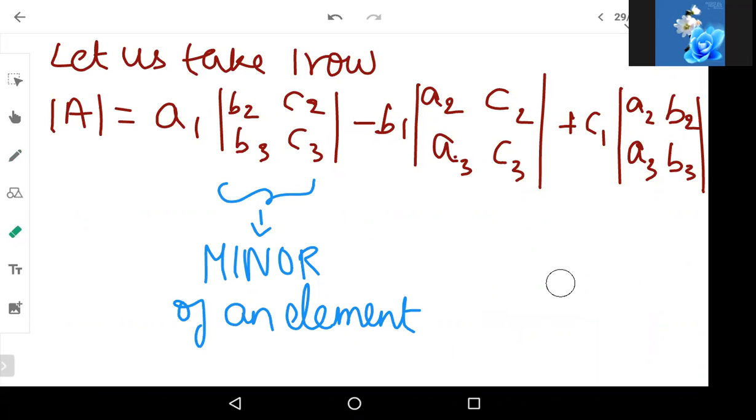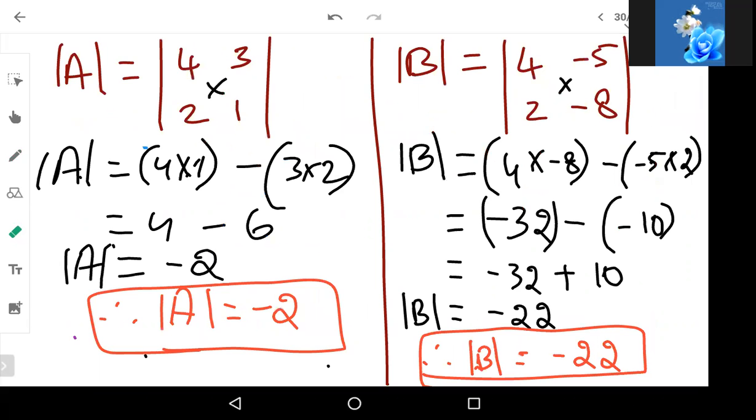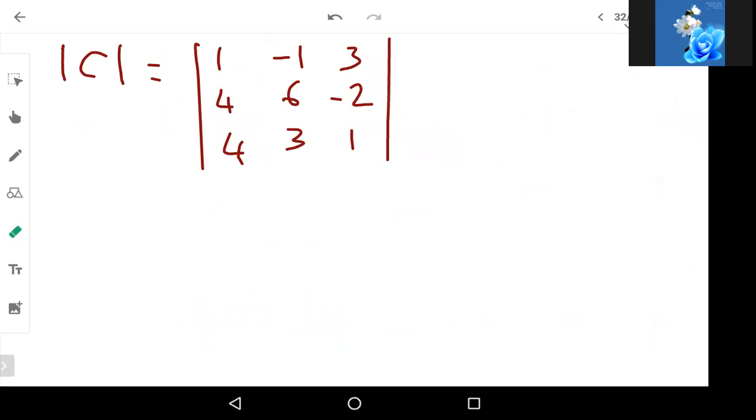Understood the sign position? Okay. Now let us go to the problems directly. Now coming to the problem, determinant of C is equal to 1, minus 1, 3, 4, 6 and minus 2. So here we will consider first row and solve. Later in the other problems we will consider second row and solve, and then last row and also solve. Okay, now first we'll only consider the first row.